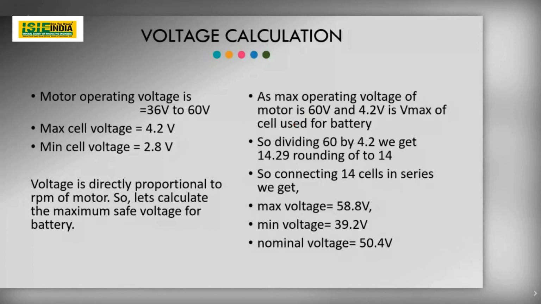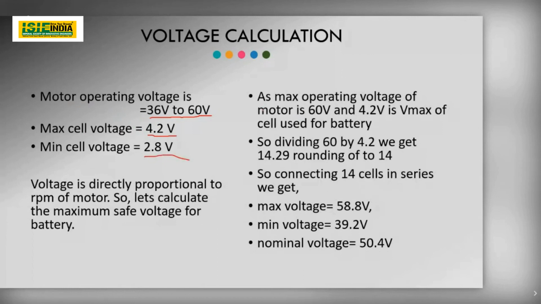From the previous data sheet, we know that our motor operating voltage is 36 volts to 60 volts. So the motor will operate between 36 volts and 60 volts, whereas in the previous session we saw our cell has a maximum cell voltage of 4.2 volts and a minimum cell voltage of 2.8 volts.